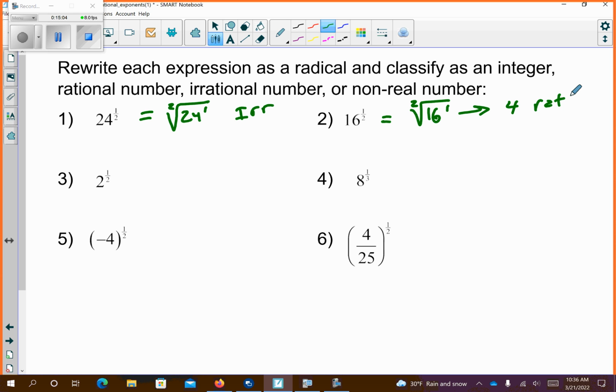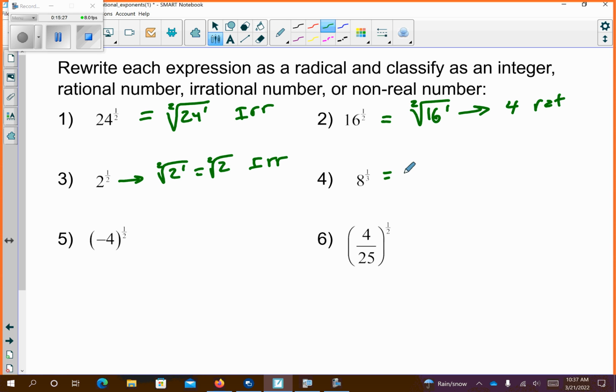2 to the 1/2 is the square root of 2 to the first. And I keep writing to the first, but 2 to the first is just 2. The square root of 2 is an irrational number because if you type it in your calculator, it'll give you like 10 digits. That's where the calculator ends.